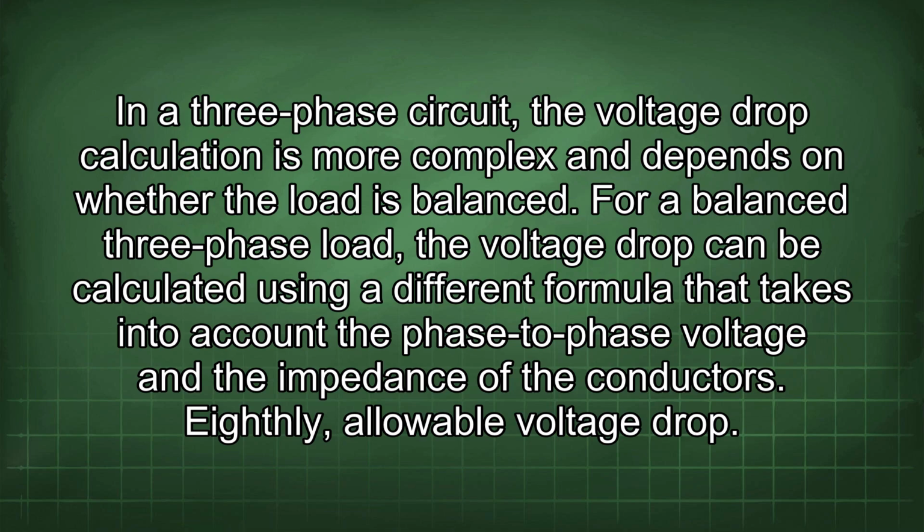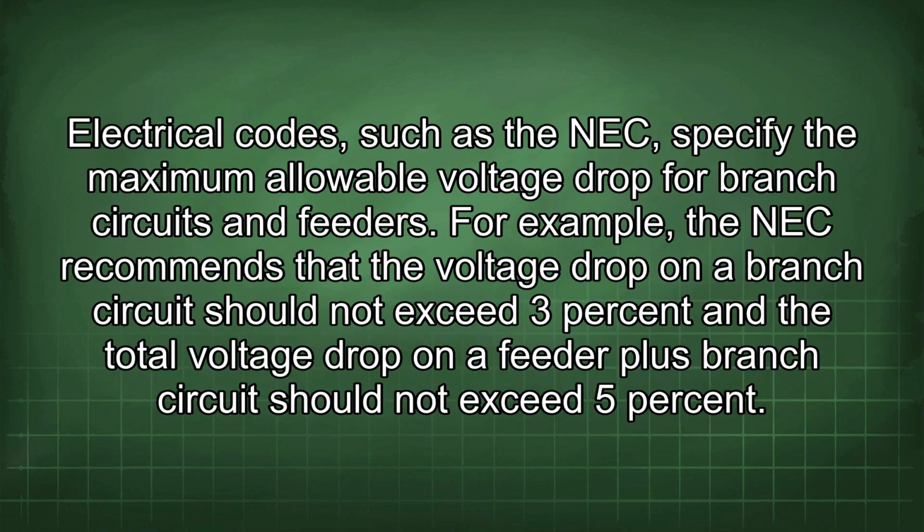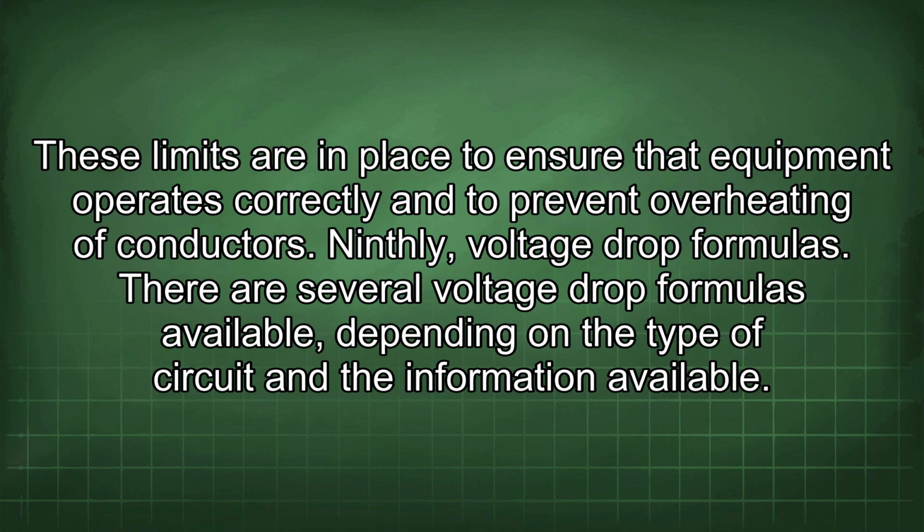Eighthly, allowable voltage drop. Electrical codes, such as the NEC, specify the maximum allowable voltage drop for branch circuits and feeders. For example, the NEC recommends that the voltage drop on a branch circuit should not exceed 3% and the total voltage drop on a feeder plus branch circuit should not exceed 5%. These limits are in place to ensure that equipment operates correctly and to prevent overheating of conductors.